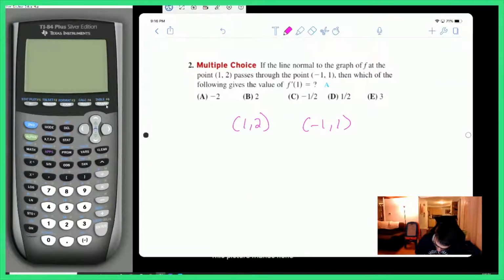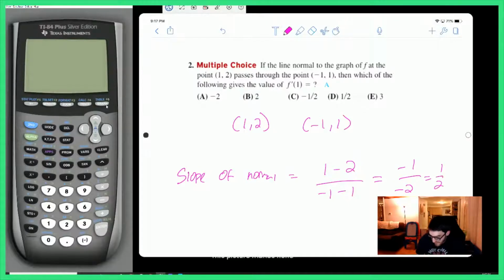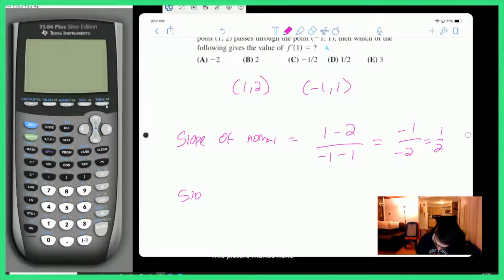So the slope of the normal is equal to 1 minus 2 over negative 1 minus 1, which is negative 1 over negative 2. So I'm going to get a positive 1/2, which means that the slope of the tangent is equal to the opposite reciprocal of 1/2, which is negative 2.